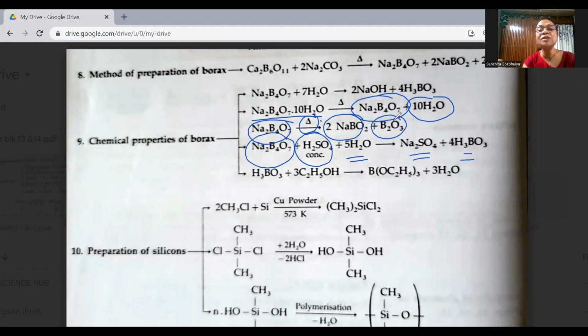So you have 2 methods of preparation of boric acid. One is heating with water, or without water. It requires a few drops of acid and gives you this boric acid. Boric acid, when treated with ethanol, gives you triethoxyboric. So these are a few important reactions of borax.